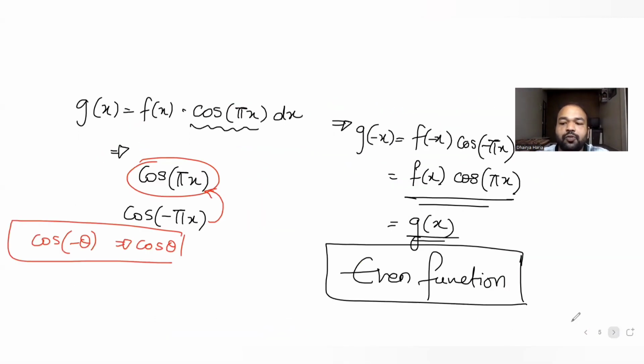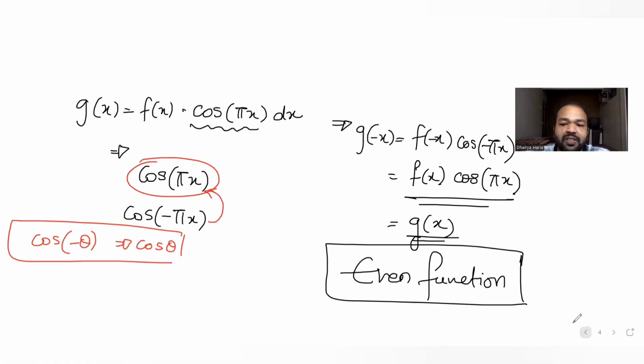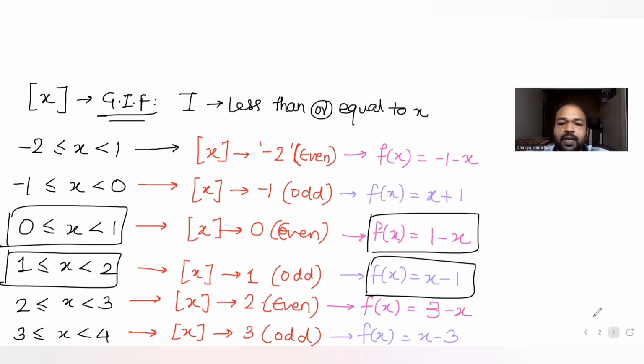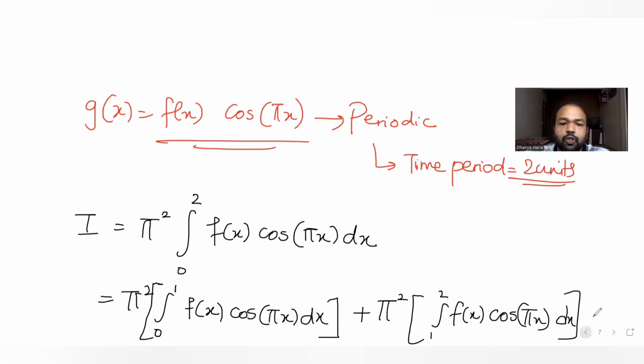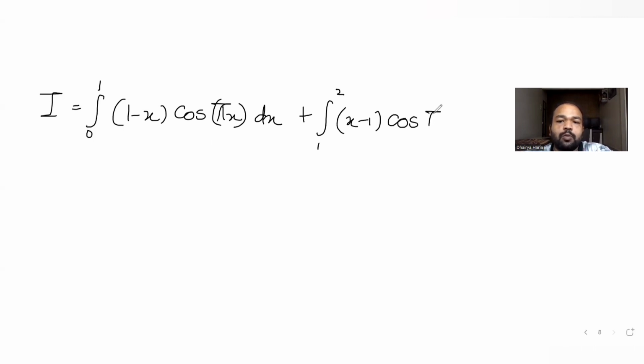So if I just substitute the values of the limits here, it becomes 0 to 1, and instead of f of x, I can just substitute 1 minus x. So it becomes (1 minus x) cos pi x dx. And the other integral is from 1 to 2, where you have (x minus 1) cos pi x dx. So you just need to solve these integrals.